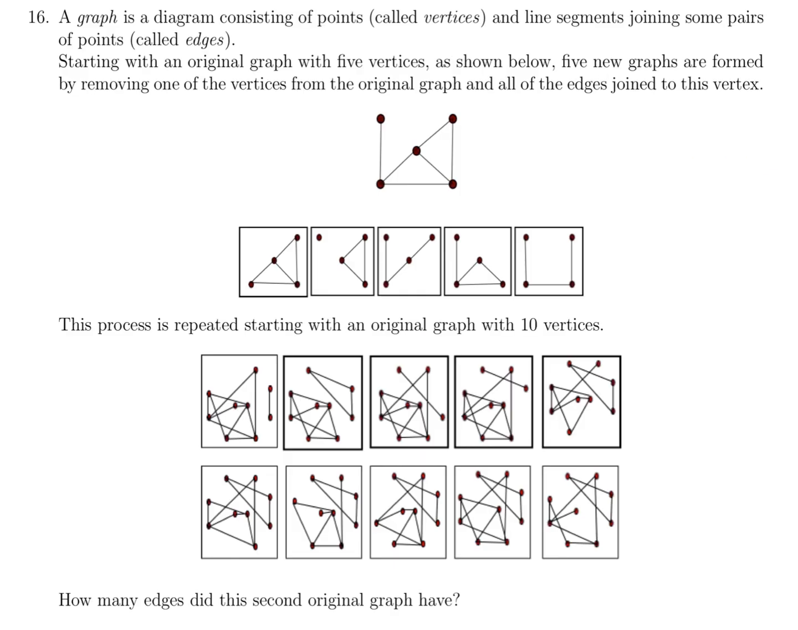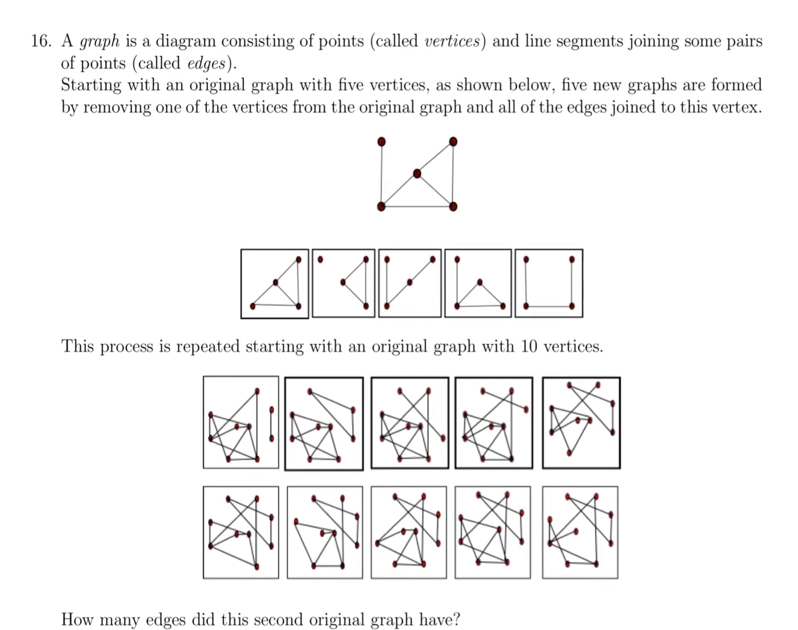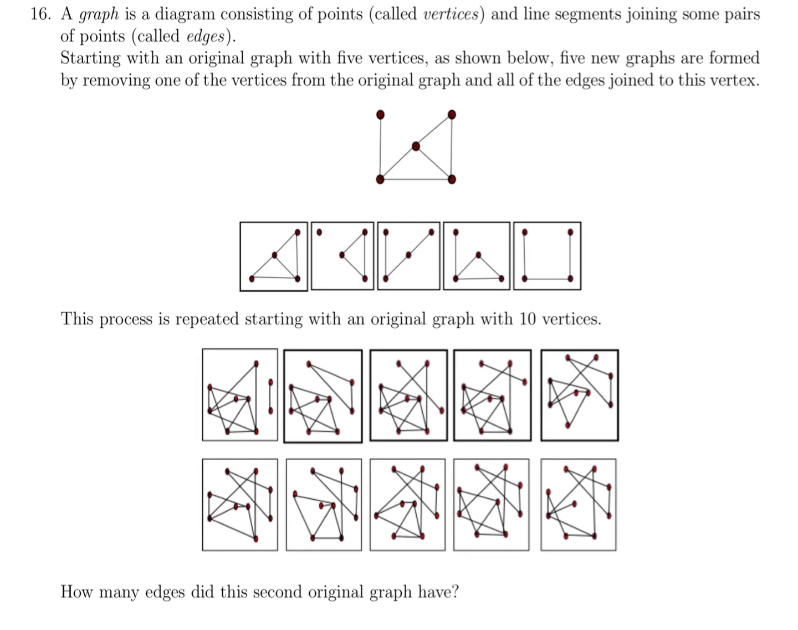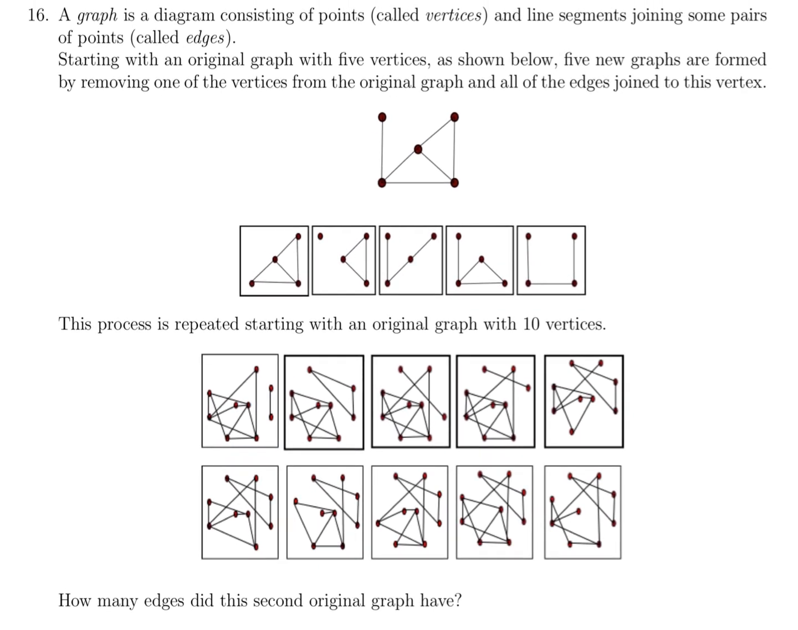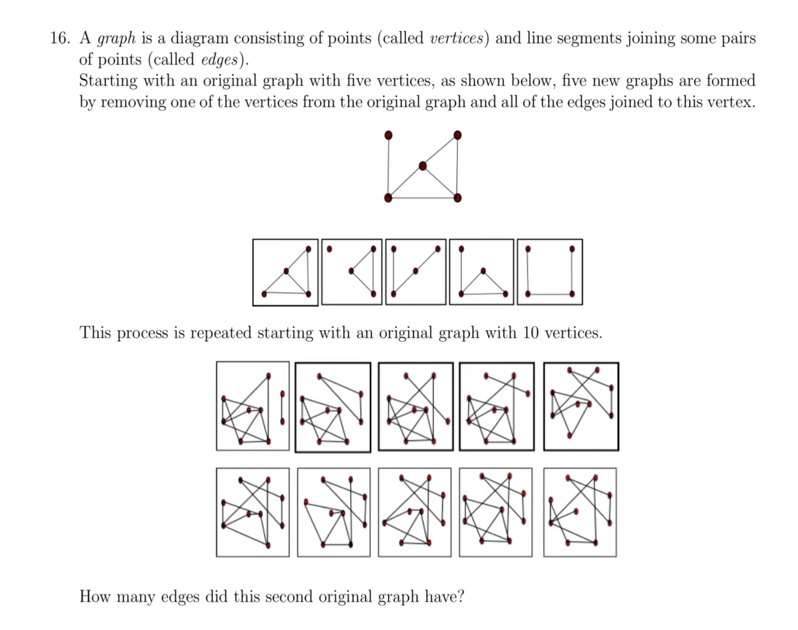A graph is a diagram consisting of points and line segments joining some pairs of points, starting with the original graph with 5 vertices as shown below. 5 new graphs are formed by removing one of the vertices from the original graph and all the edges joined to this vertex. This process is repeated starting with an original graph with 10 vertices. How many edges did the second original graph have?